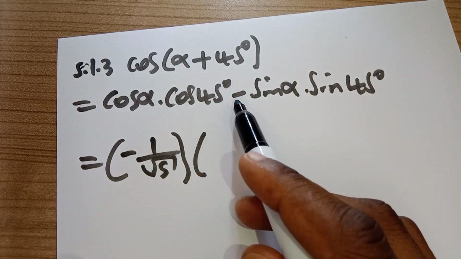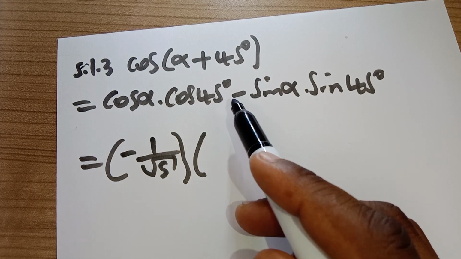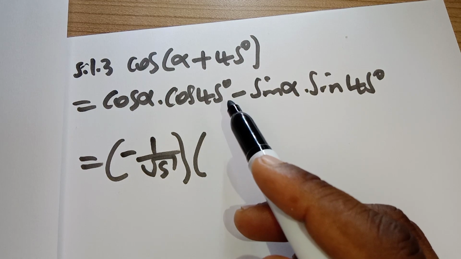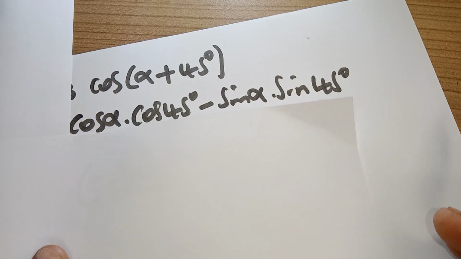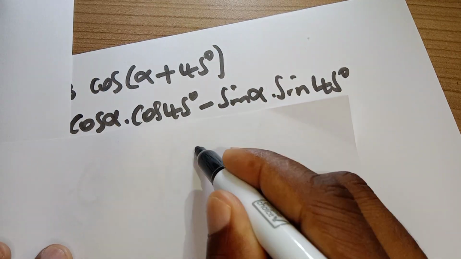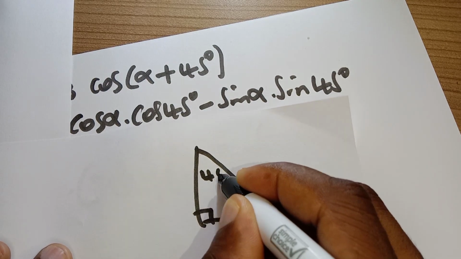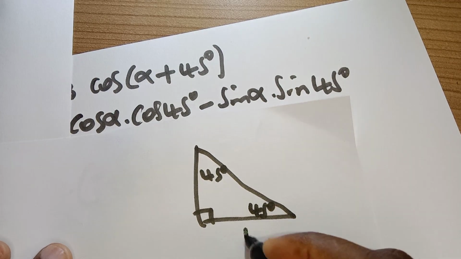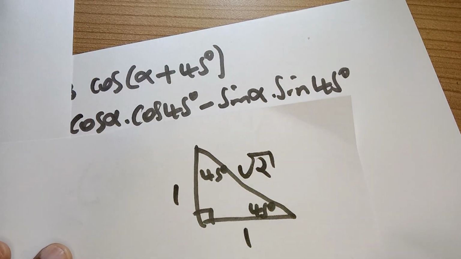45 degrees, 45 is a special angle. We need to remind ourselves about that special angle. Remember the special angle for 45, we are having it like this, the 45 here. Then we're going to have 1 and the square root of 2 that side.